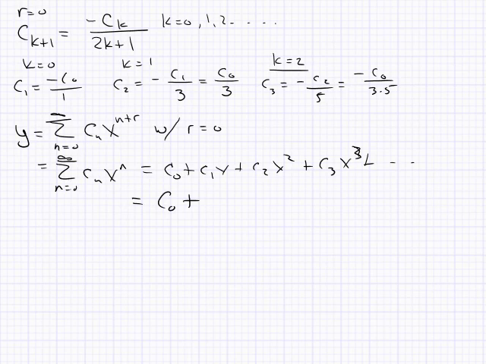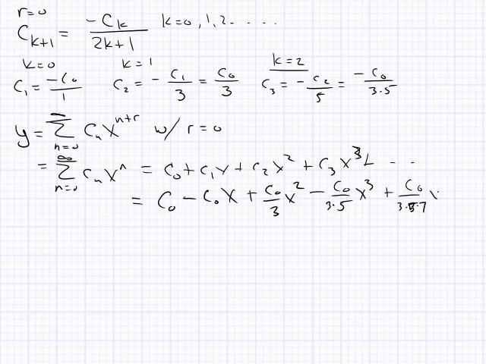C sub 1 is going to be negative c sub 0. C sub 2 is going to be positive c sub 0 over 3. C sub 3 is going to be negative c sub 0 over 5, or 3 times 5. Then positive c sub 0 over 3 times 5 times 7 would probably be the next one. You can see that pattern, and it's just going to continue.